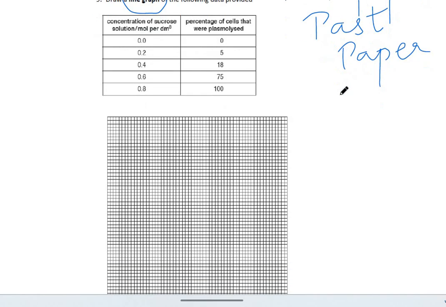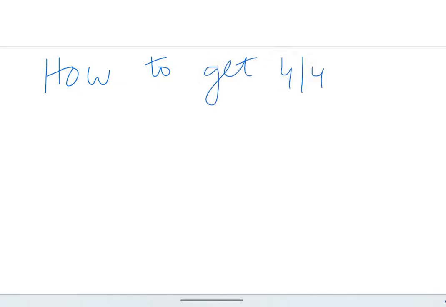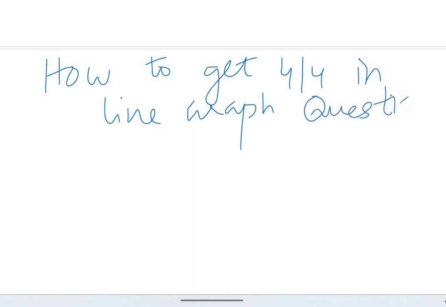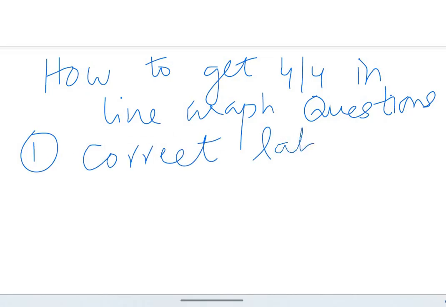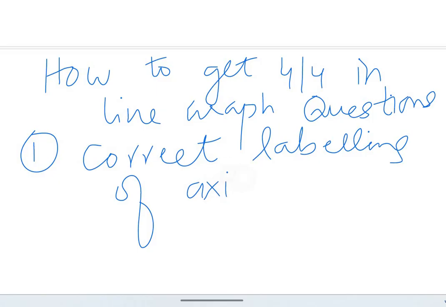First of all, let's break up the 4 marks rules. So first, how to get 4 out of 4 in a line graph. Rule number 1 is correct labeling of axis. Means we have to label the axis x and y correctly. So this is 1 mark.